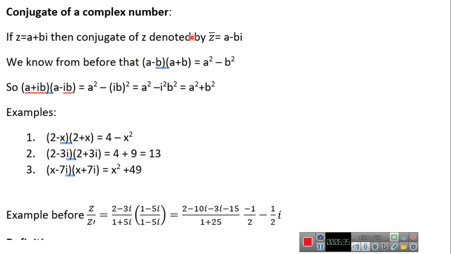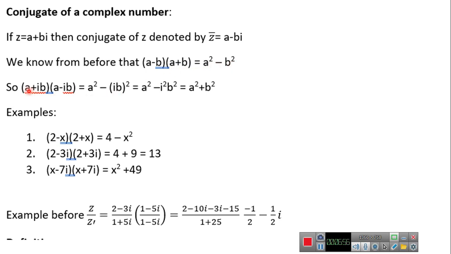Conjugate of a complex number. If z equals a plus ib, its conjugate, denoted by z bar, equals a minus ib. You don't change a, the real part will stay the same, but you change the imaginary part. Plus ib will be minus ib.